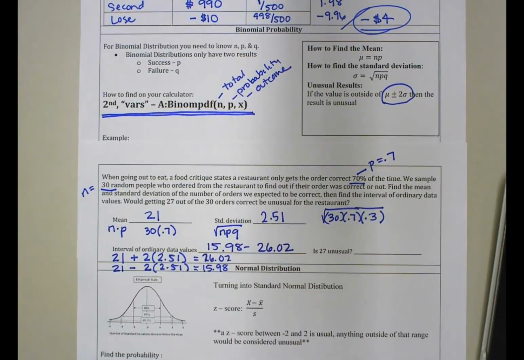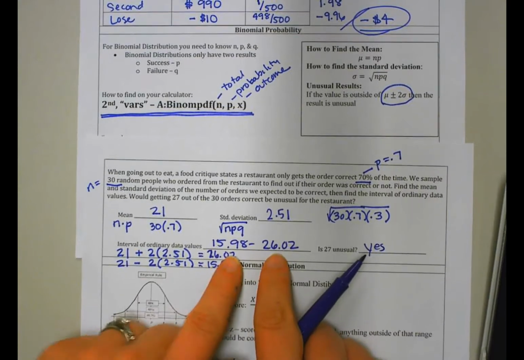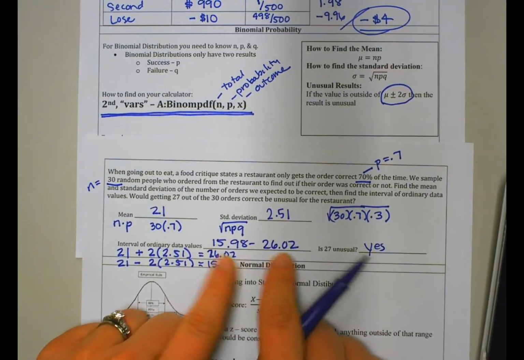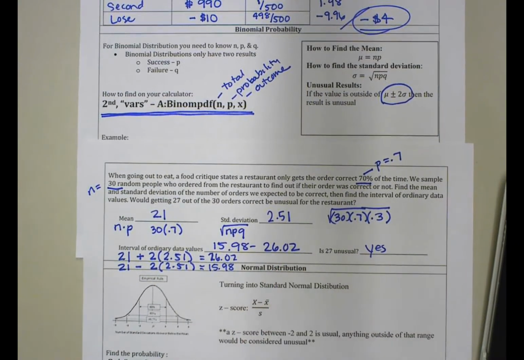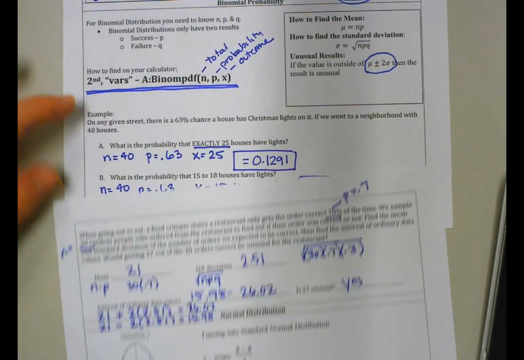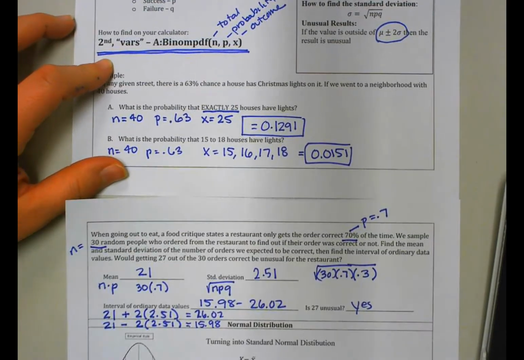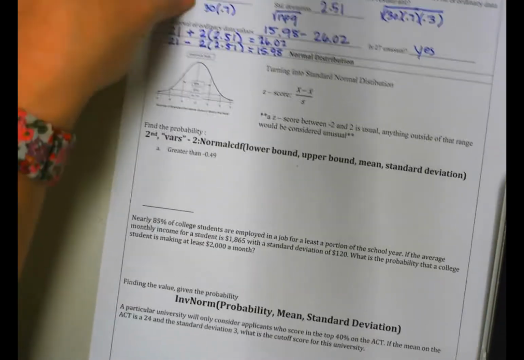So is 27 unusual? We would say yes, because that lives outside of this interval that we just created. This is where the ordinary values live. So basically like 16 through 26 is about how many that they're getting right in an ordinary solution. So that wraps up our binomial probability. Yeah, being able to calculate a probability and then being able to find your mean, standard deviation, and interval of ordinary values.